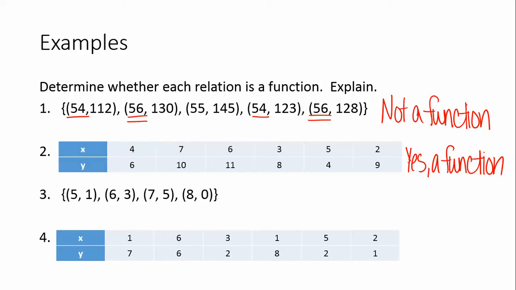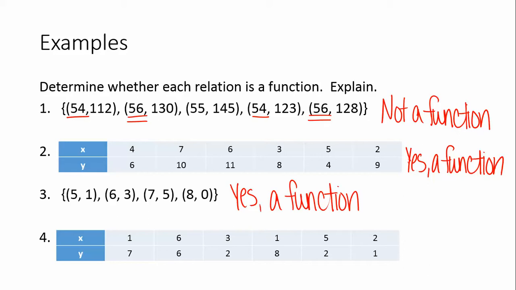Try 3 and 4 on your own. Are they functions? Number 3, we have 5, 1, 6, 3, 7, 5, 8, 0. None of the domain or none of the x values are repeated, so it is a function. Now, I did ask you to explain. I am verbally explaining. In your homework, you will need to write how you know that that's a function.